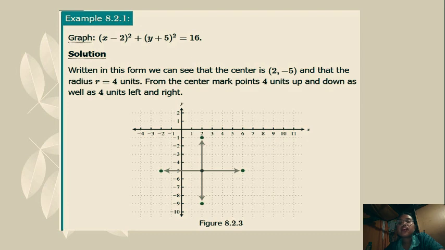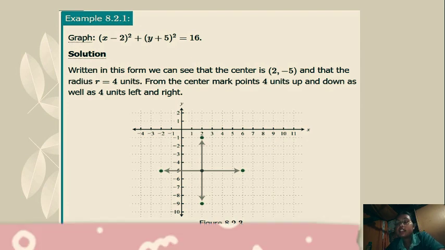Next, we are going to plot the circle. From that image it is already plotted, but we must explain how and why. First, mark the center at 2, negative 5, located in the fourth quadrant. That's why it is located in the fourth quadrant in that picture. Then from the center, we move 4 units up, down, left, and right.